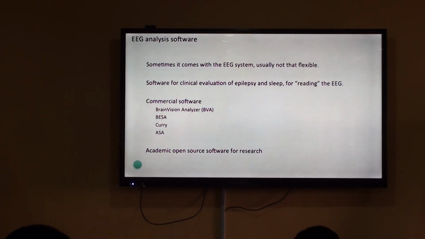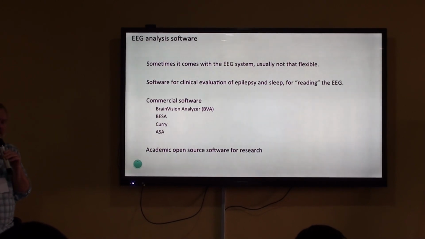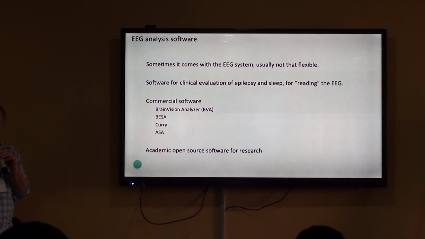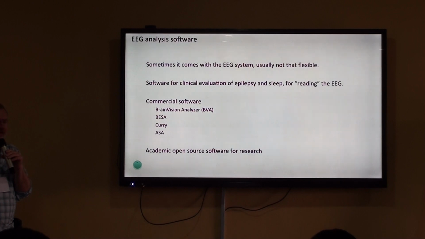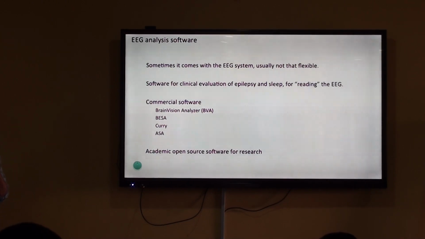EEG analysis software sometimes comes with the EEG system, but the software that comes with the EEG system is usually not that flexible. So you have software for clinical evaluation, mainly for epilepsy and for sleep, but that is more for reading the EEG. And that really has been designed and optimized for reading the EEG. So you can page through the EEG, as in the old days people would page through the paper-written EEG records. But it's not really very flexible in terms of answering research questions.